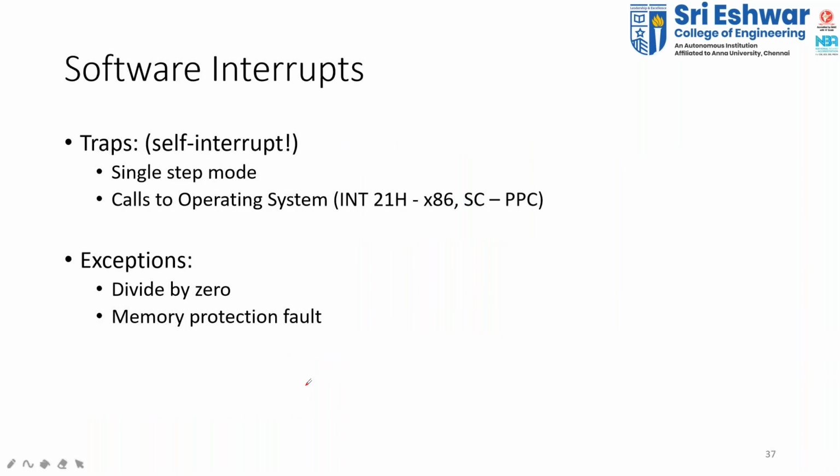And next, software interrupts. There are 256 of them. We can generate 256 interrupts in 8086 using software programs. And exceptions. What are exceptions? Divide by 0, memory protection fault. This cannot be avoided. So these all come under exceptions of interrupts.